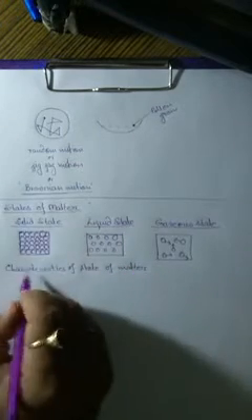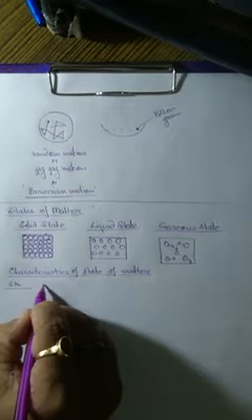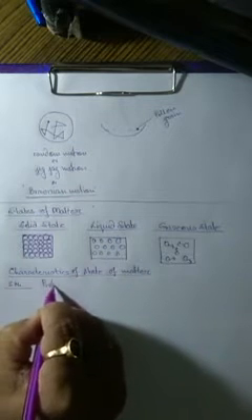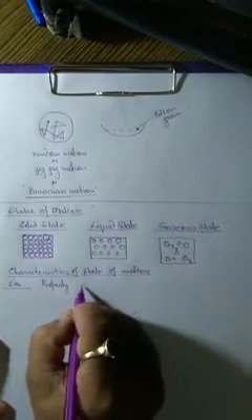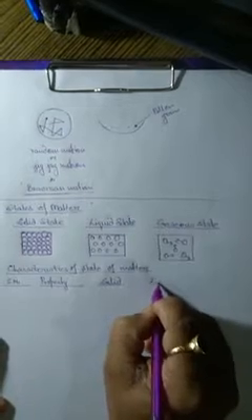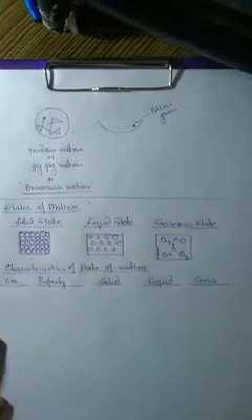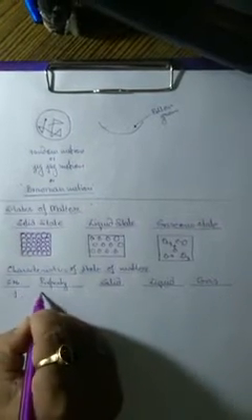Characteristics of states of matter in tabular form. First of all, we will write here the serial number, then the property, then the three states of matter, that is solid, liquid, and then gas.